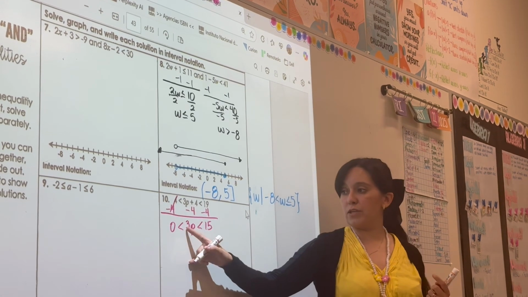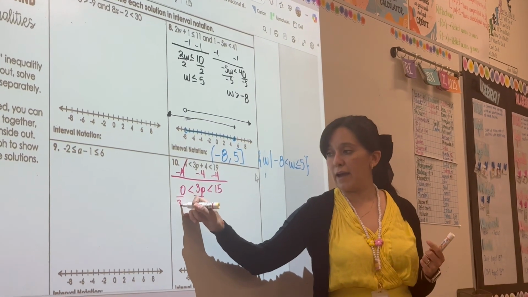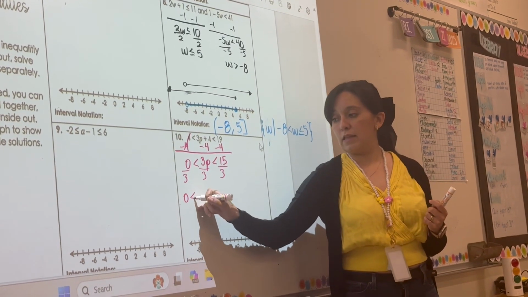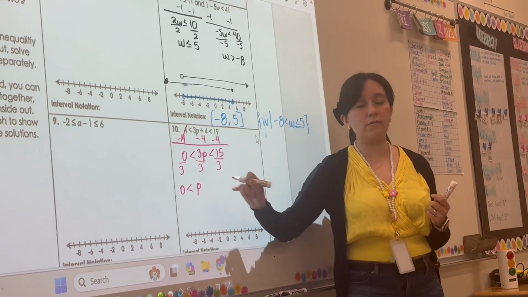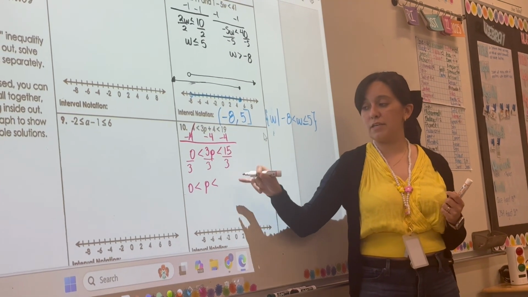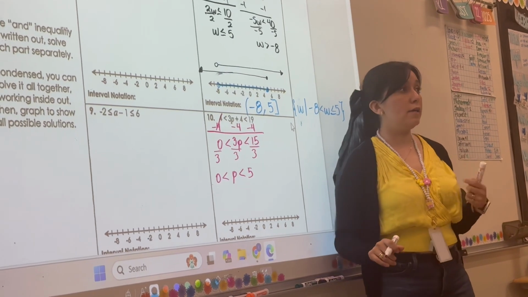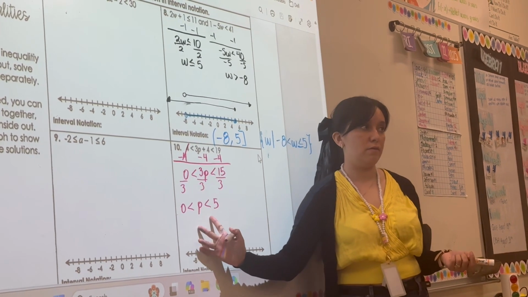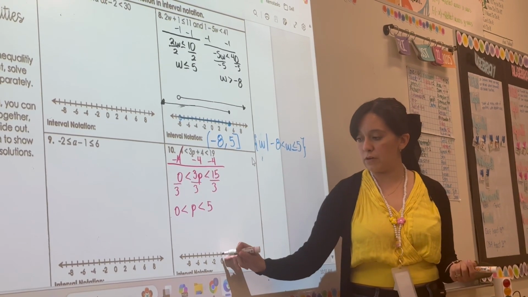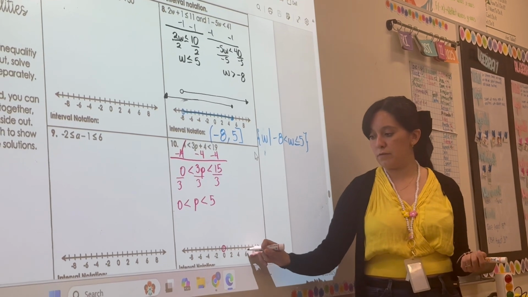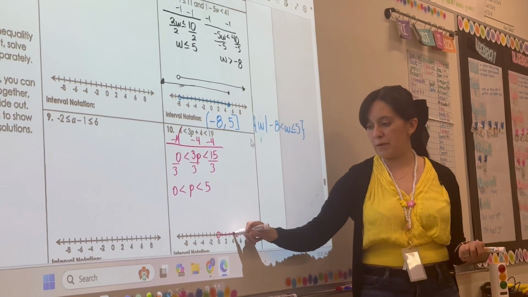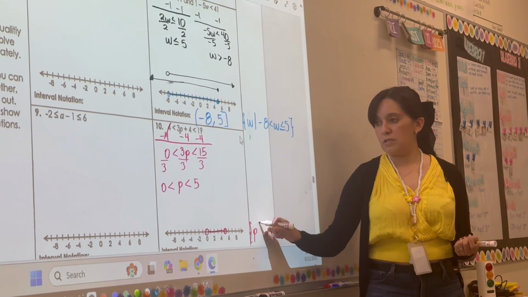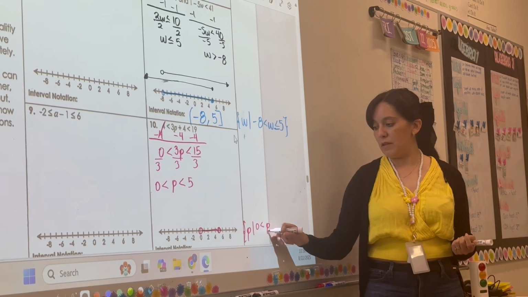And then I have to get rid of the 3, so I'm going to divide by 3, again in the three sections, okay? So 0 divided by 3 is 0, less than p in the middle section, and in the last section is going to be 5. In my head, this way is easier because your solution is already there, right? So I am just going to put 0 here, open circle, 5 here, open circle, and the part in the middle, right? And for the set notation, it's going to be curly brackets, p, such that 0 is less than p, that is less than 5.